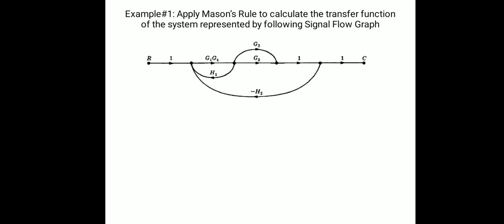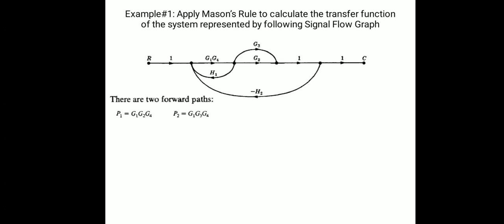Let's take an example. Apply Mason's rule to calculate the transfer function of the system represented by the following signal flow graph. The first step is finding the number of forward paths. But before that, we need to know some basic terminology. Here R is the source node, and C is the output node or destination node. The gains are represented with the arrows: 1, G1, G4 are gains. The loops are also detected by the arrows, which show the forward path and feedback path.